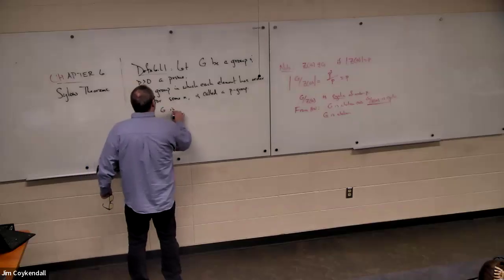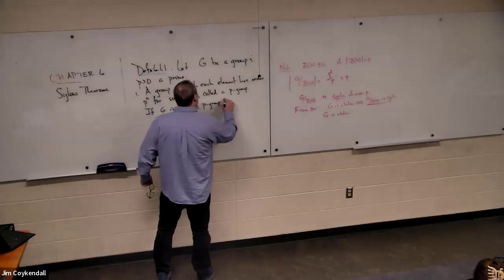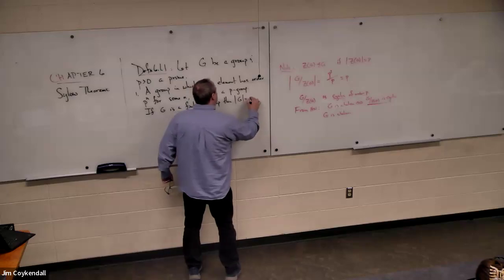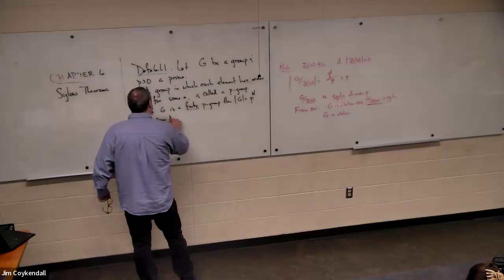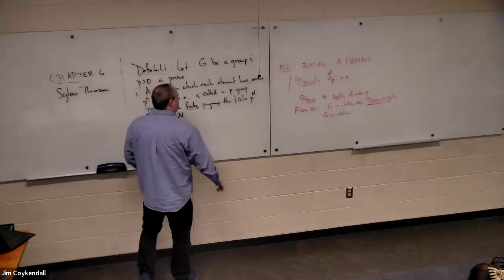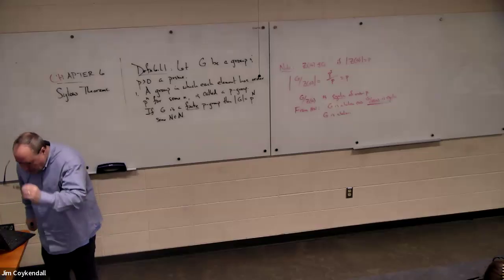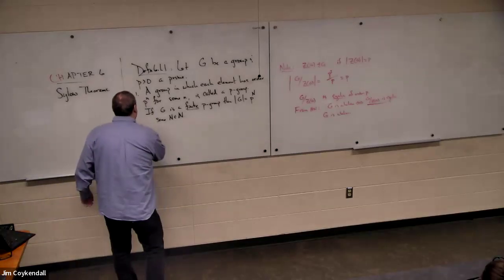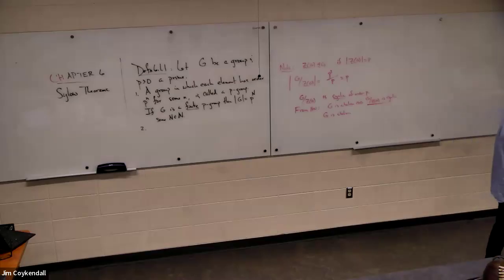If G is a finite p-group, then the order of G is equal to p to the n, capital N. Okay, there's a number 2 to this, but I want to discuss this first. Why is that? Why is it the case that if you have a p-group, it has to have order p to the n? Can anybody tell me?